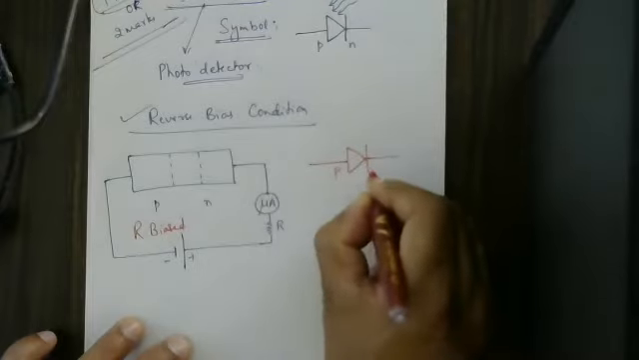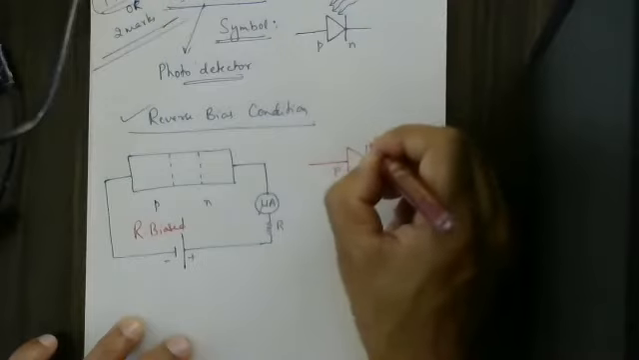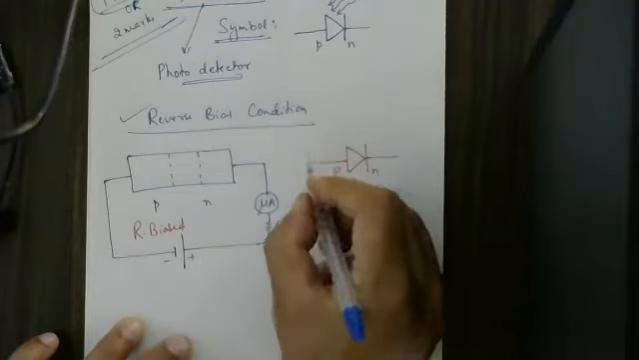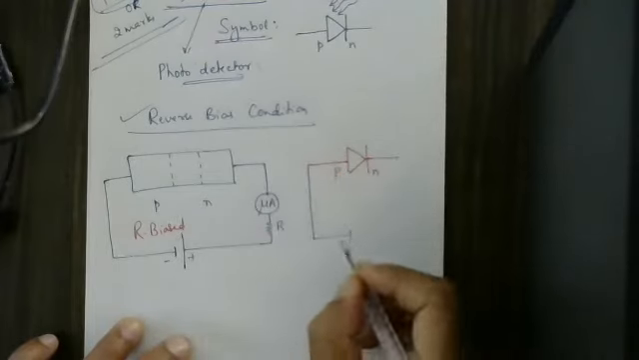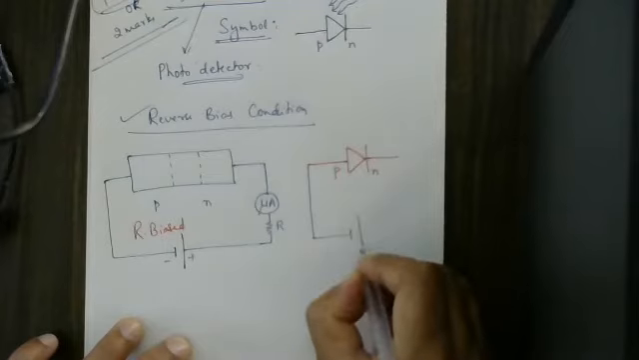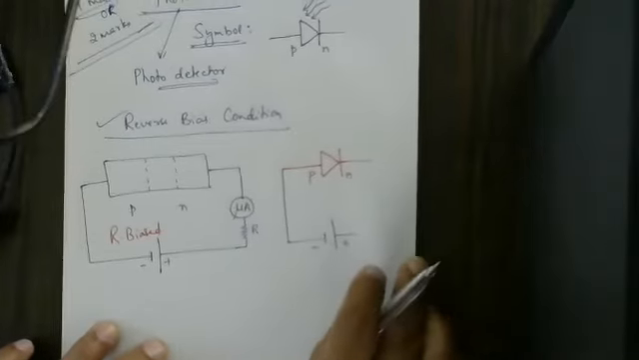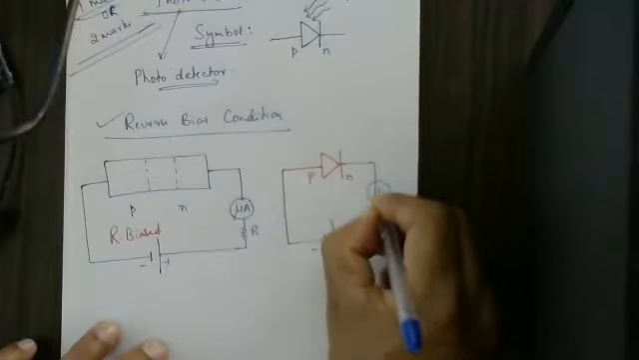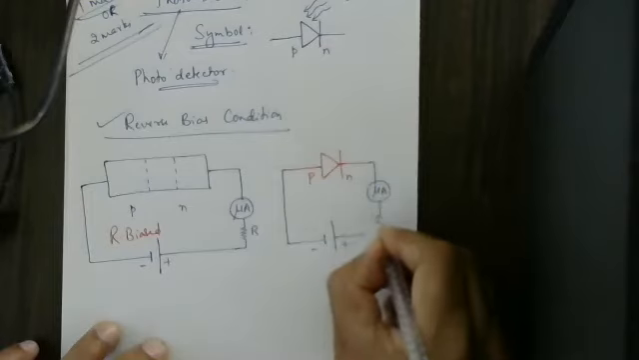This is P and this is N. The light energy is incident here. Under reverse bias, I am supposed to connect the negative end of a battery to P and the positive end of the battery to the N side. In turn, I will connect a microammeter with a resistance, to measure the current through the resistance.